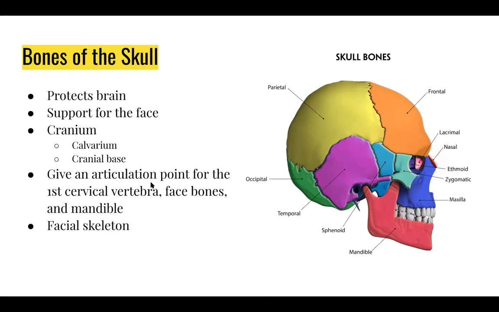The cranial base gives articulation for your first cervical vertebra, so it's what connects the head, neck, and the back of your body. It also holds the many, many facial bones, every tiny bone inside your head, and your mandible, which is your jaw. This makes up your facial skeleton.